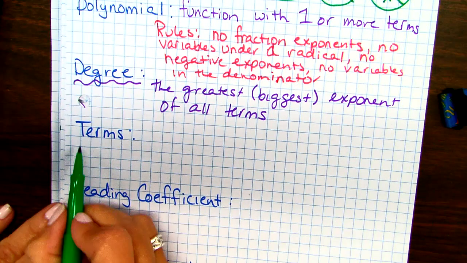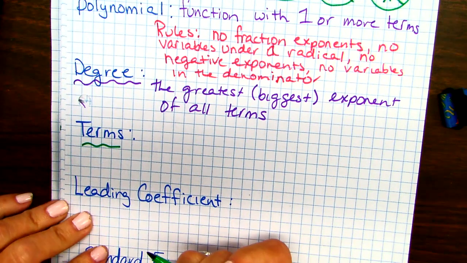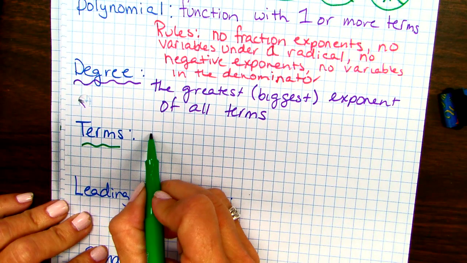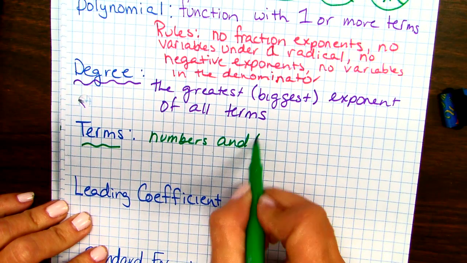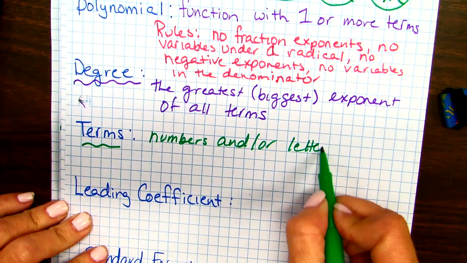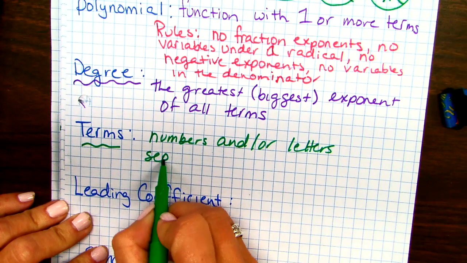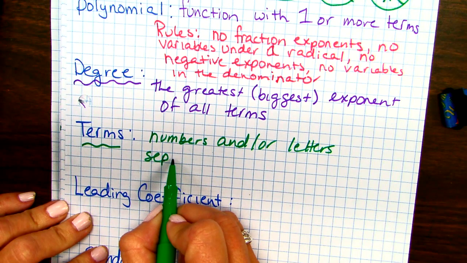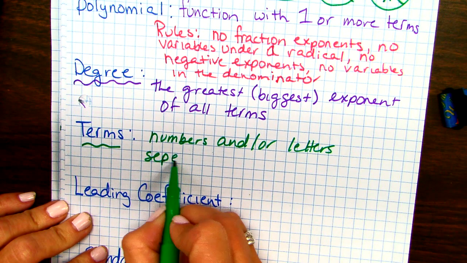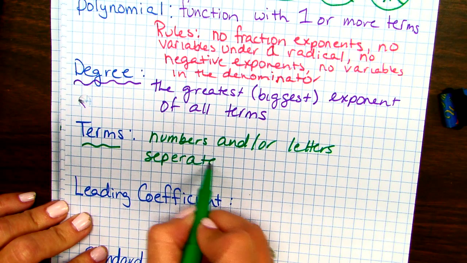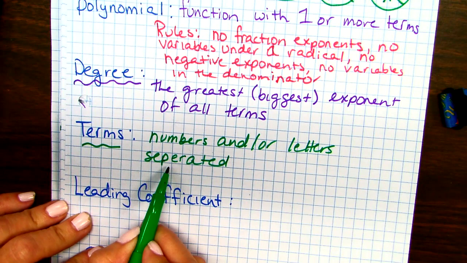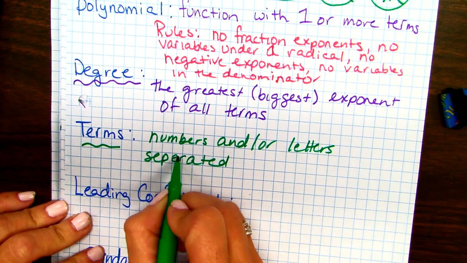Okay? Terms are numbers and or letters separated. I always spell separated wrong. Is it S-E-P-A or S-E-P-E? Well, it's either an E or an A. Okay, it's an A. Thank you.